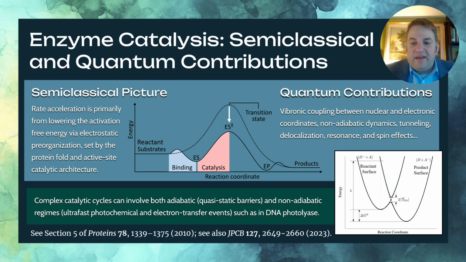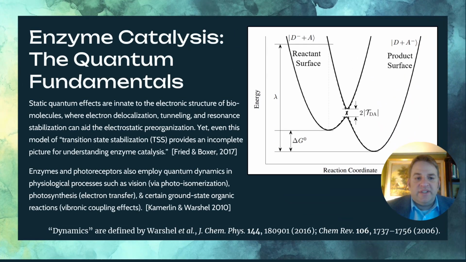Now, if you look at another enzymatic energy chart, here we have a reaction coordinate and an energy axis. And if this is describing, for example, an electron transfer reaction, we're going to have an electron going from the reactant surface to the product surface, traveling from an electron donor to the electron acceptor, say. Now, what's interesting is, even in our semi-classical picture, there are underlying static quantum effects that are innate to the electronic structure of the biomolecule itself.